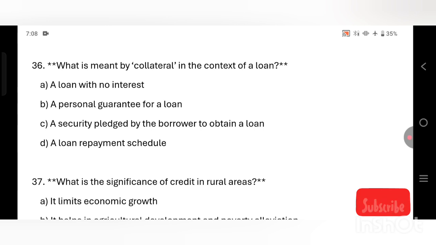Option A, loan with no interest. Option B, a personal guarantee for a loan. Option C, a security pledged by a borrower to obtain a loan. Option D, a loan repayment schedule. And don't forget, it is a security pledged by the borrower to obtain a loan.